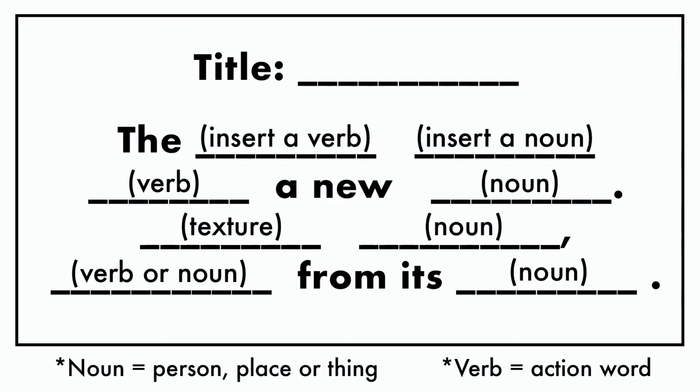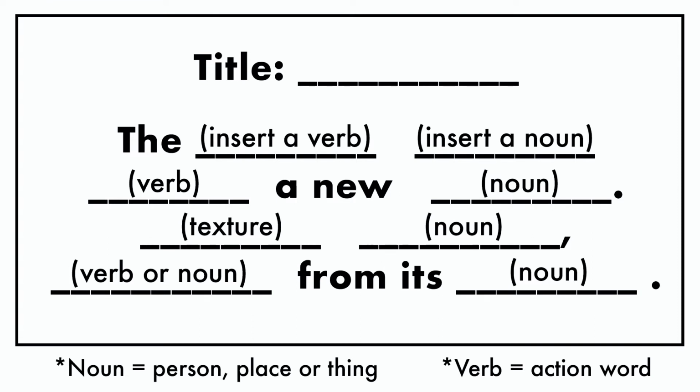Though a title can be important to a poem, let's title our poem last. That way, we'll have time to think about it. So I say, let's begin with the first line. I wrote the word the, and then I inserted one of my verbs, followed by one of my nouns from my word list. On the second line, I started with a verb, or an action word. Then I wrote the words a, new, and then inserted a noun.